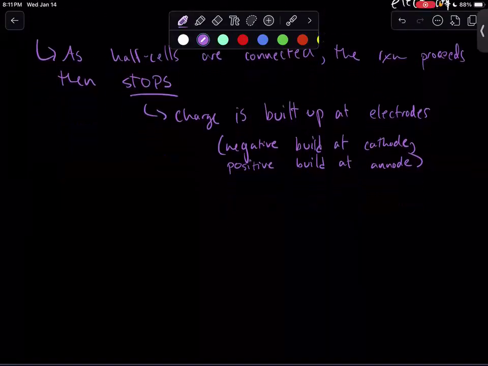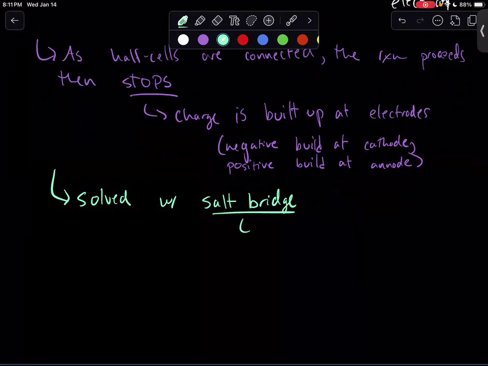Now, what we need to solve this is a salt bridge. A salt bridge is one of the most important parts of an electrochemical cell, whether it's voltaic or electrolytic. The salt bridge allows continuous flow of ions. So this is going to help equalize the buildup of charge.